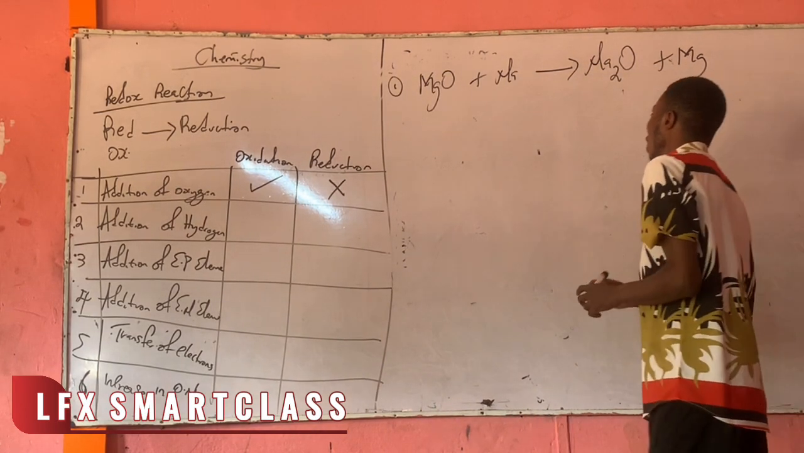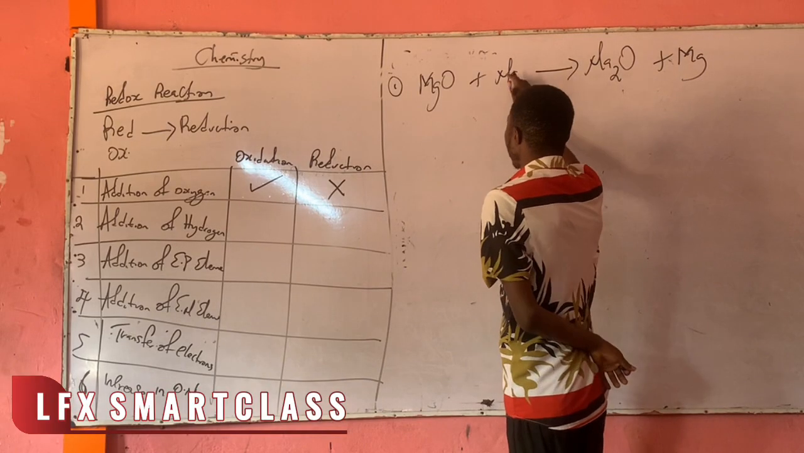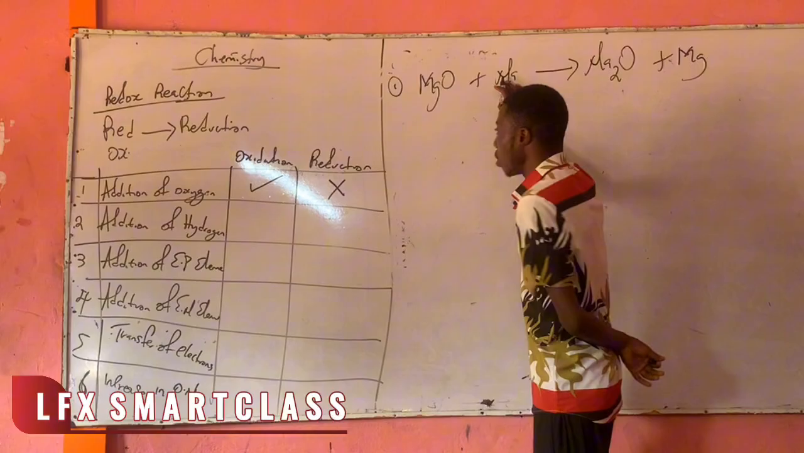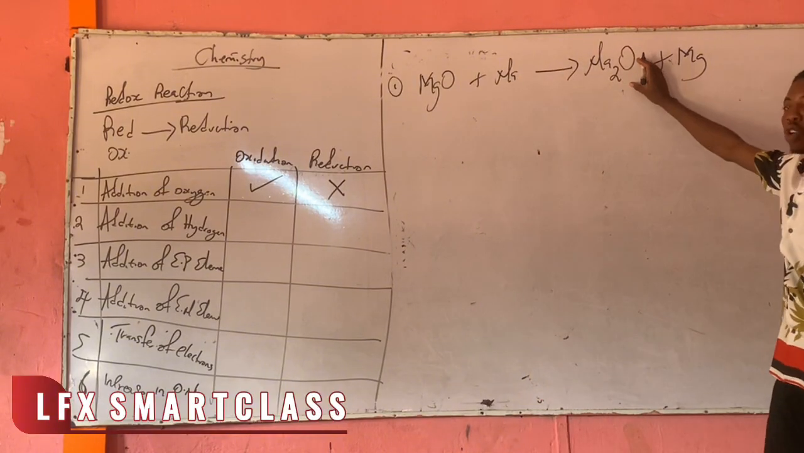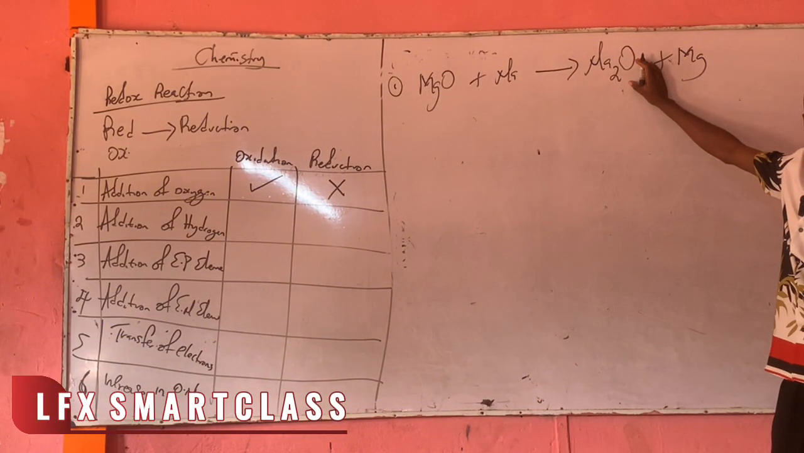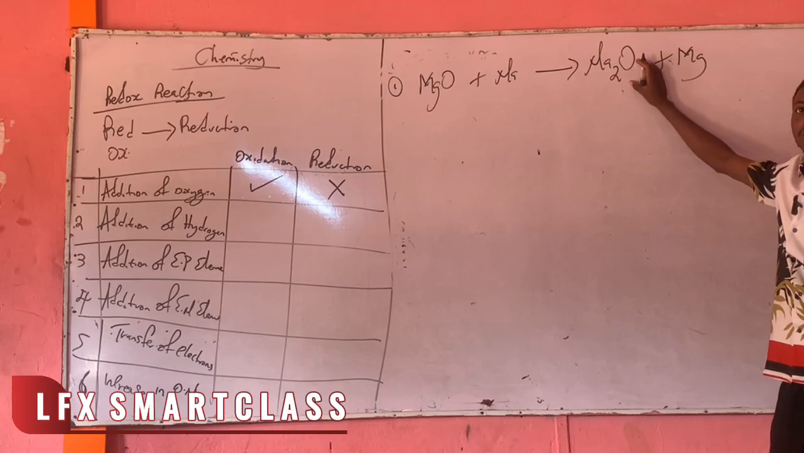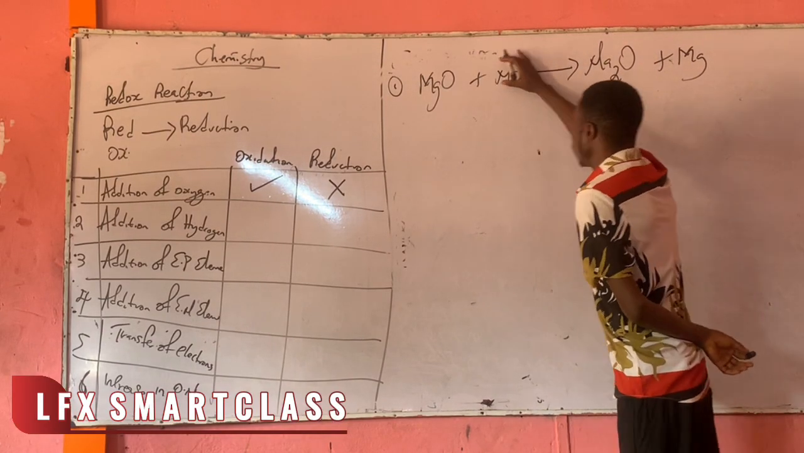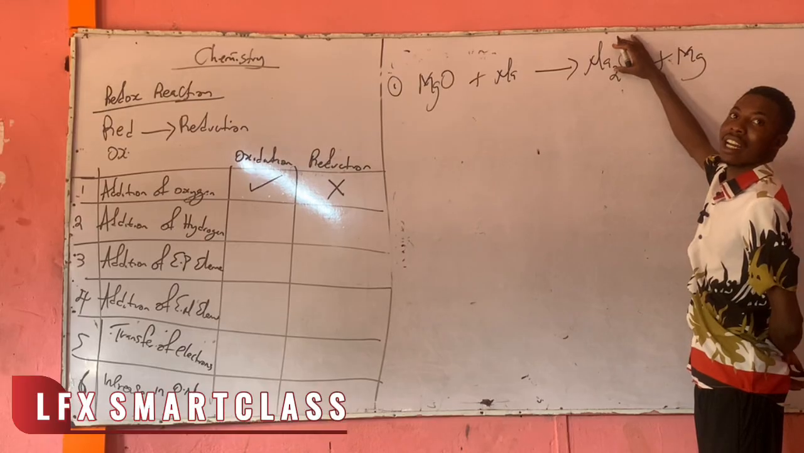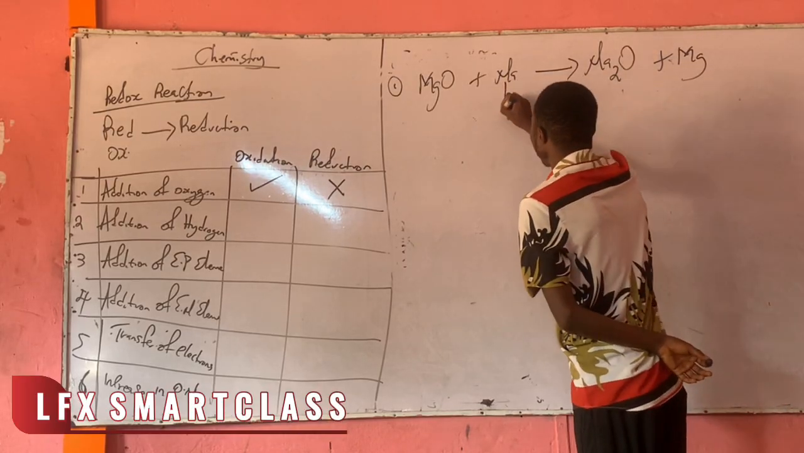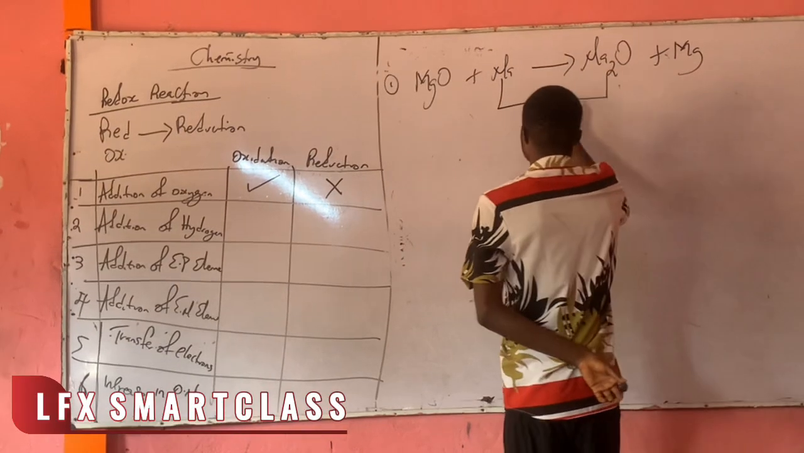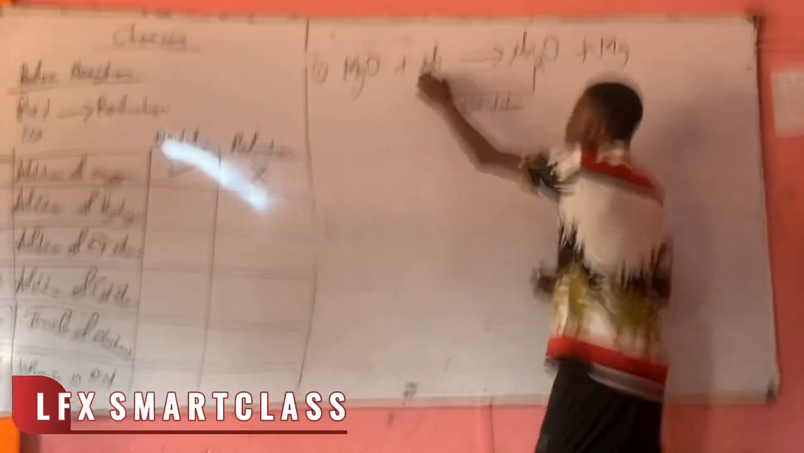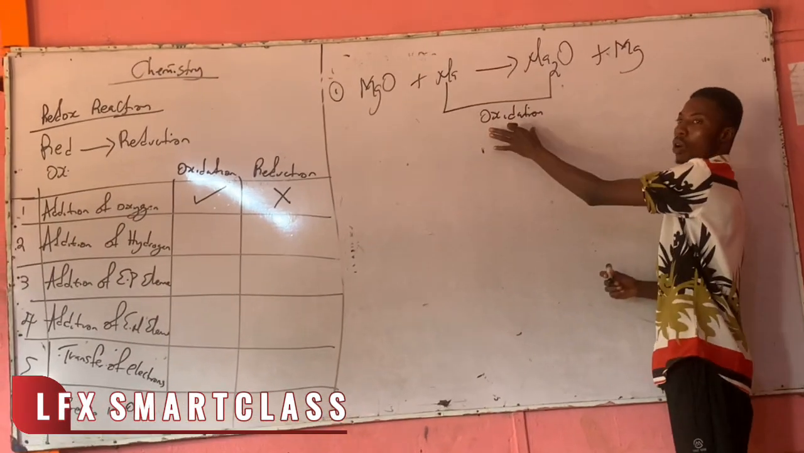Now let's use this thing here. If you look at this sentence, you can see that sodium here was not carrying oxygen. But reaching here, sodium is now carrying oxygen. You understand that now? What happened from here to here is what we call oxidation.